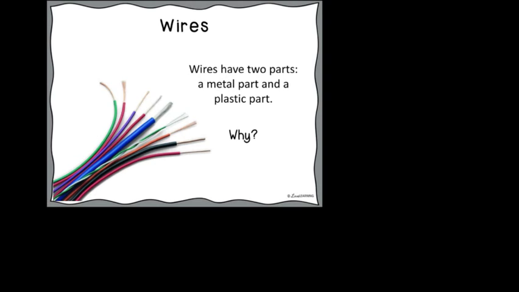The second part of every simple electric circuit is the wires. And wires are what the electrons flow through. So most wires have two parts. They have a metal part in the center, and they have a plastic part or rubber part that is wrapped around the metal part. But why?